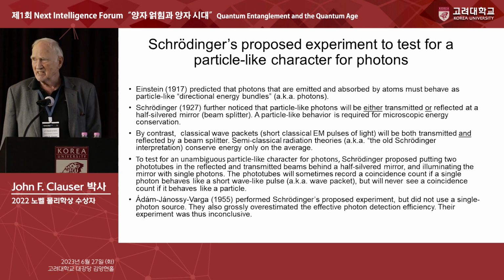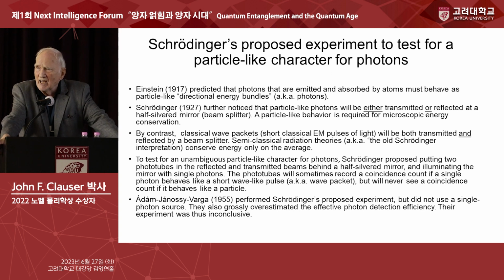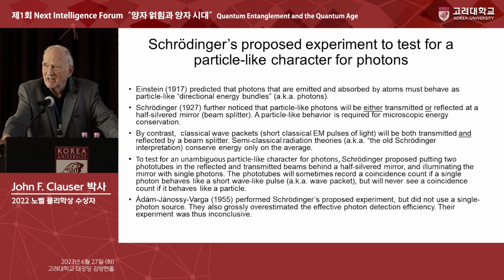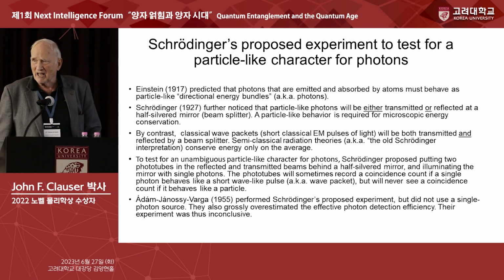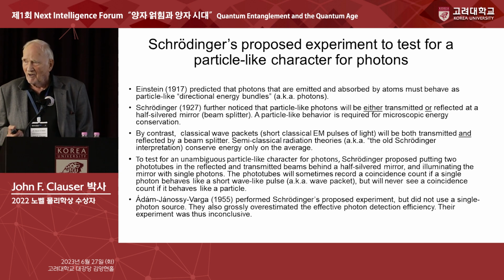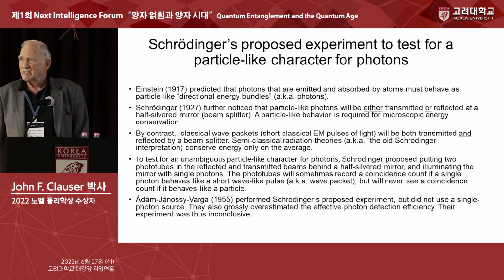Now, where did this all come from? Einstein, in 1917, when he was trying to understand thermal equilibrium between a gas and black body thermal radiation, the question, would they all come to the same temperature if they were interacting through interaction between the photons in the black body radiation or not? He realized that photons effectively had to exist. What he called directed energy bundles.